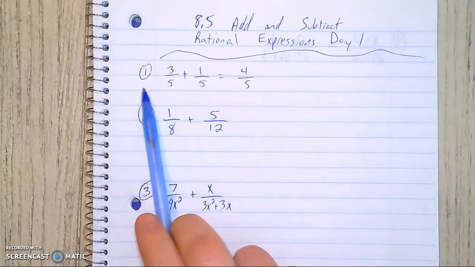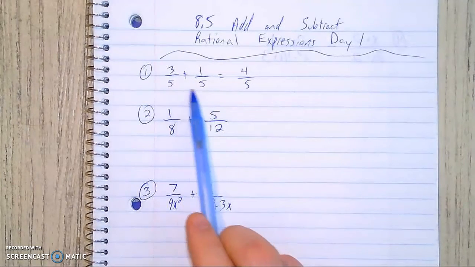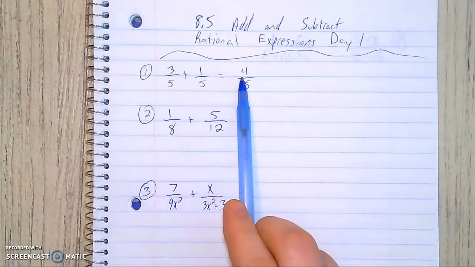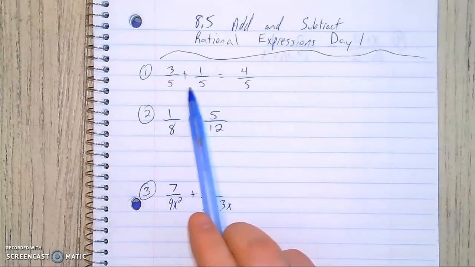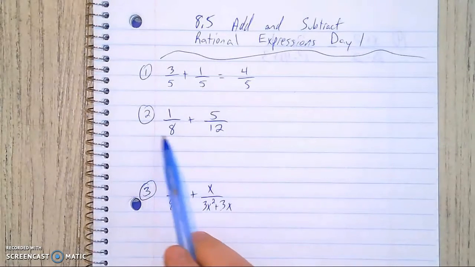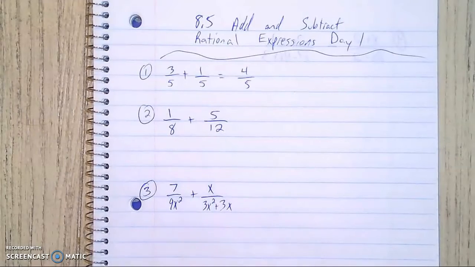So you see I'm starting off example 1 here, adding a couple of fractions that have the same denominator. Of course that makes this much easier, just add the numerators together. 3 plus 1 is 4, and the denominator stays the same, the common denominator. So in number 2, I gave us an example with different denominators, still regular fraction stuff you've done before.